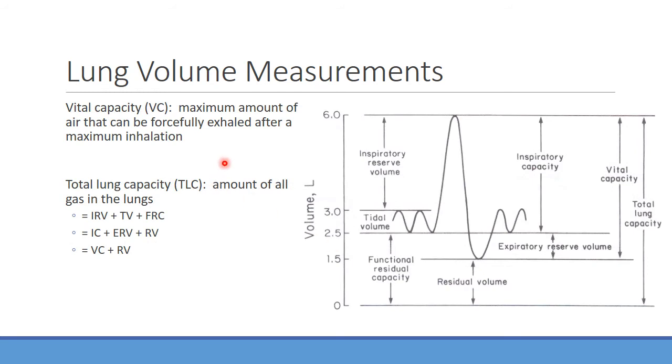And then your vital capacity, this is going to be the amount of air that can be forcibly exhaled after a maximum inhalation. So basically, you inhale all the way and then expire as much as you can. And so this is going to be the vital capacity. You can see that line right here.